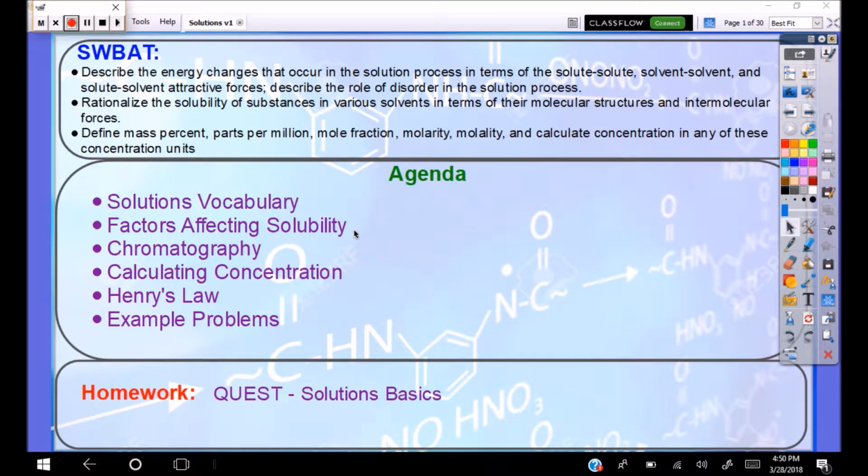Hello, class. Today is the first day of properties of solutions. We're going to cover some solutions vocabulary, factors affecting solubility, chromatography, Henry's law, concentration calculations, and of course some example problems. This goes well with Quest Solutions Basics, and a lot of this should be a review from honors.